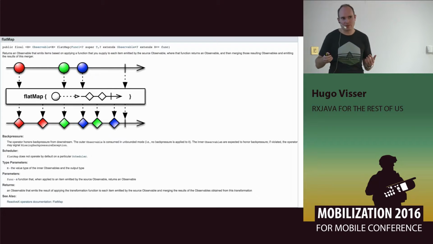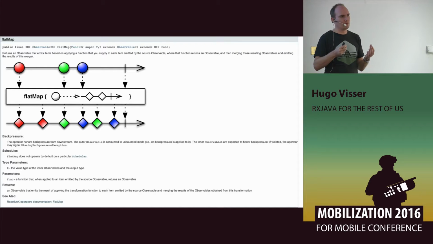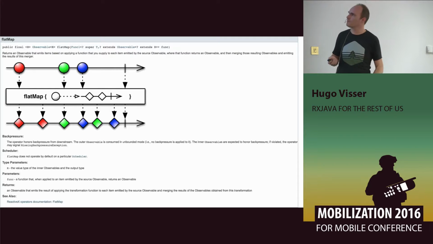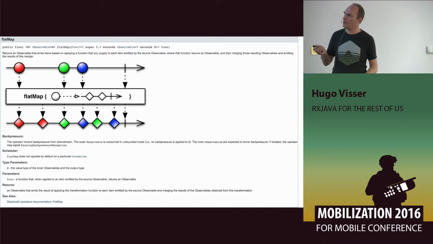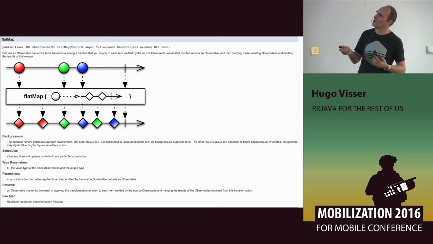So what flatMap does, it takes an event, and for every event that is emitted, it will produce a new observable that might produce one or more events. So you can see that the red circle, for example, is transformed to two diamonds here. And you can see that for the green and for the blue, the same applies. But you can also see that the order of these things is not necessarily in order. So we have first the green, then the blue, and here they are interleaved.